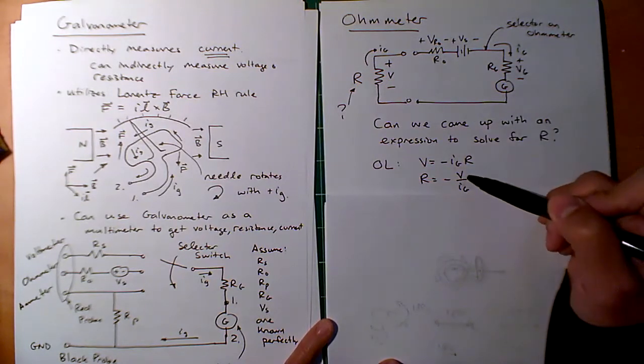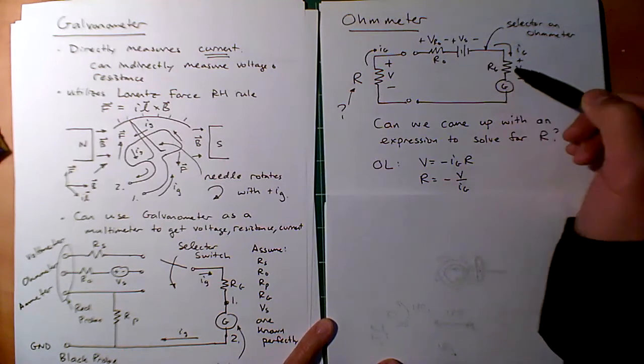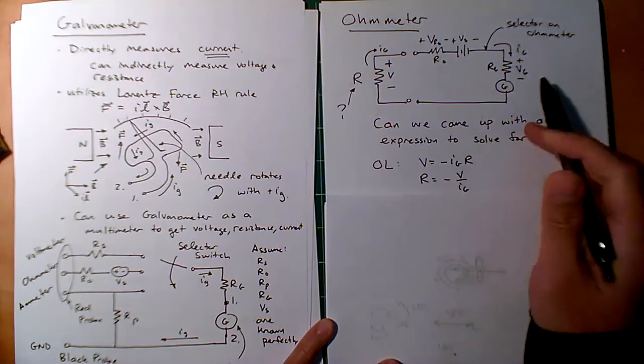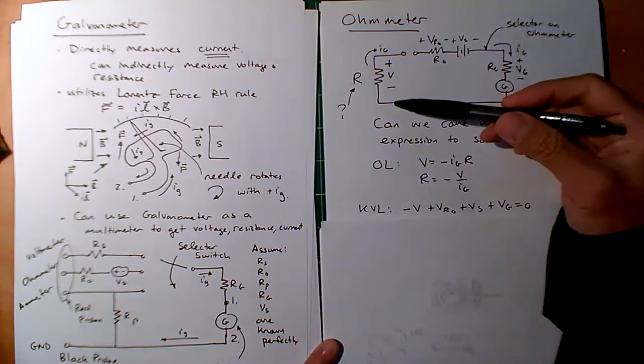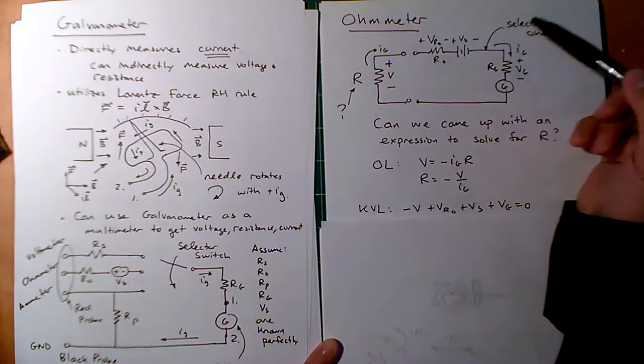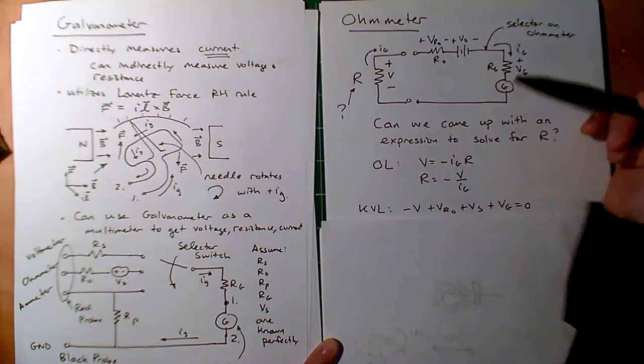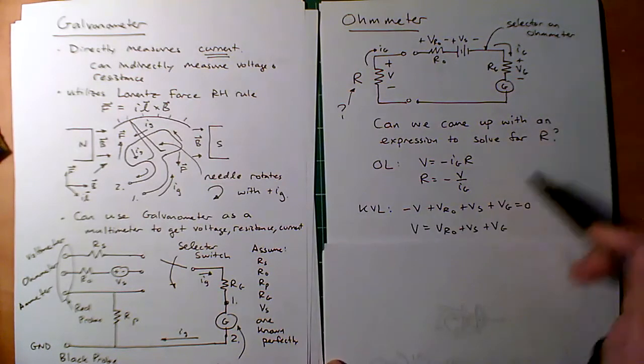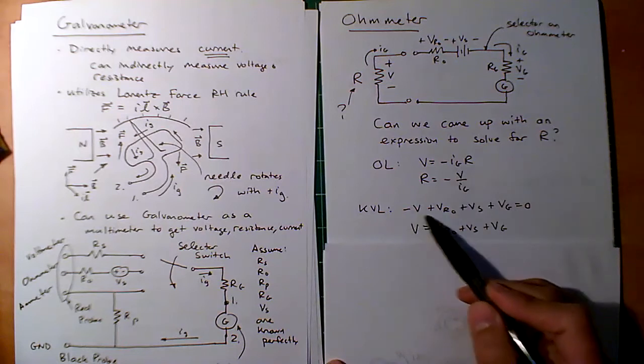Okay, great. I don't know V, but I know IG. So that means if I can get an expression for V in terms of all the known stuff, I can get the expression for R. Okay, KVL, perfect. Minus V plus VR0 plus VS plus VG equals zero. Fantastic. I can solve for this V, just bring it over to the other side.